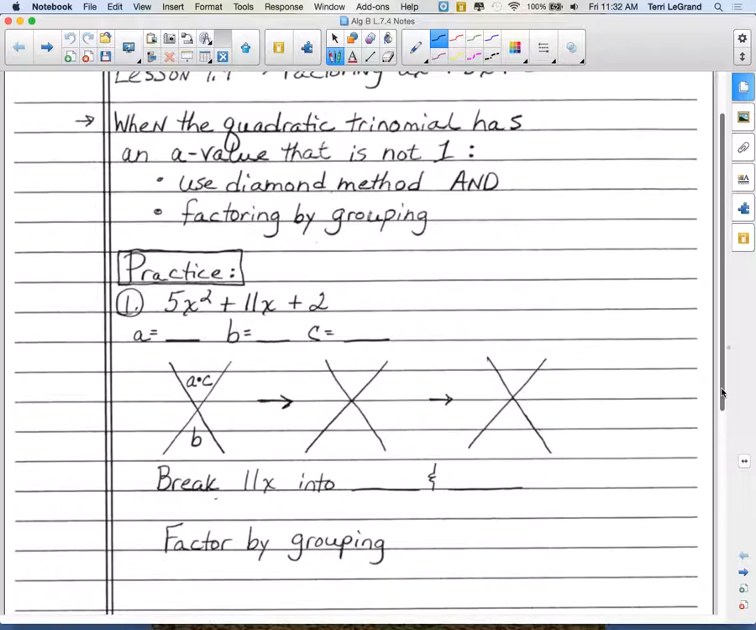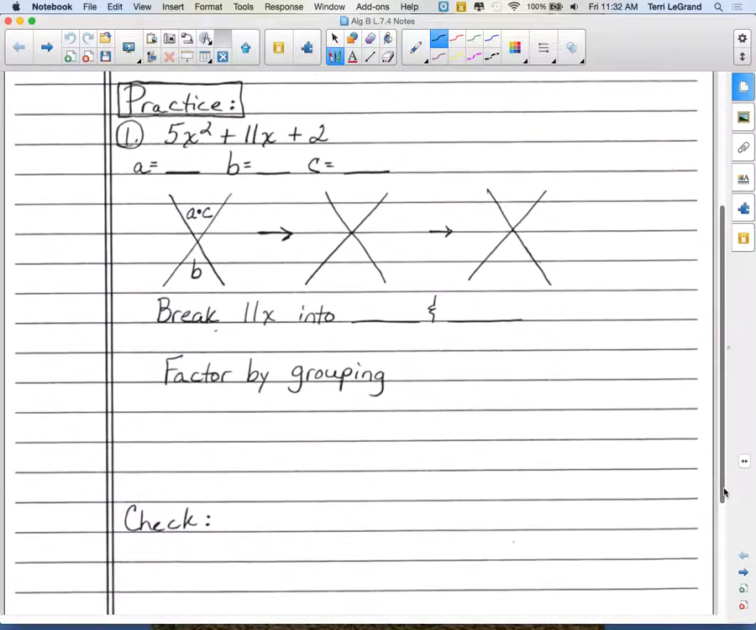We're going to use the diamond method, but the diamond method is going to change a little bit at the end. You're going to pay close attention to that, and factoring by grouping. Okay, so just like we've always done, we have to identify our a, b, and c. So in number 1, 5x squared plus 11x plus 2. What's our a value? 5. B is 11, and our c is 2.